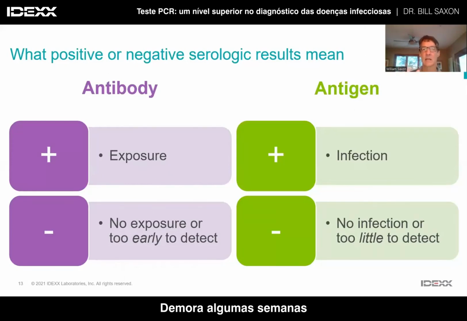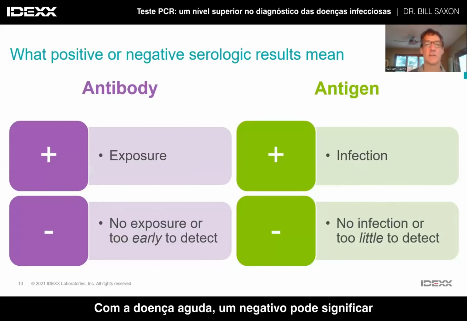A negative antibody titer usually means no exposure. However, again, there's that lag time. It takes a couple of weeks to mount an antibody response. So with acute disease, a negative might just mean that you haven't had time. There could be infection, but there hasn't been time for the antibodies to be produced.